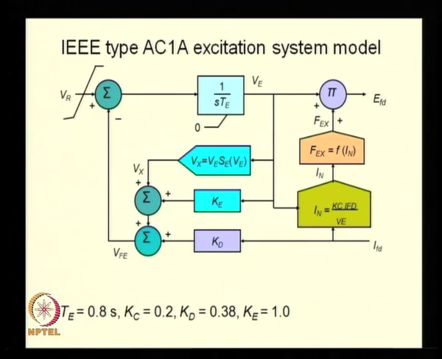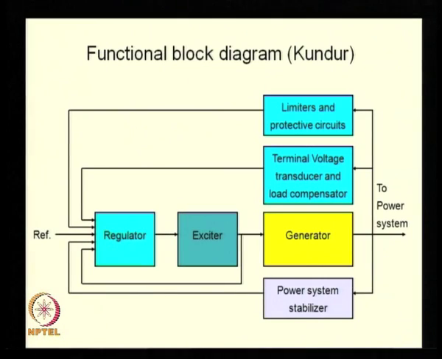Of course, IEEE has come up with standard excitation models. In fact, the IEEE type AC1A model, which describes the model of a brushless excitation system, is given here. The functional block diagram of an excitation system includes not only the power apparatus, but also the regulators, limiters and stabilizers, which effectively form the control system.